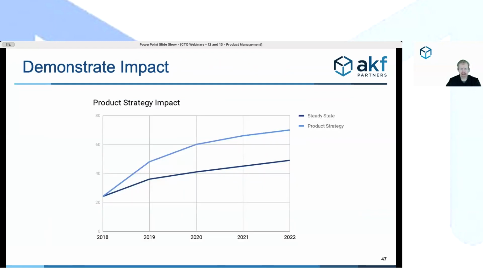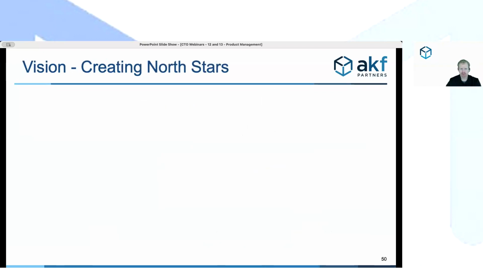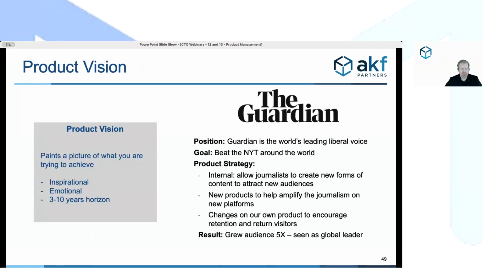All right, I'm going to skip these next two. The goal, though, is the product team has to show impact to the bottom line, to the business. I'll leave these behind of how you get there. But I will do just one quick example of a product vision. The vision is really inspirational. Where are you going to be 3 to 10 years out? How do you get there?